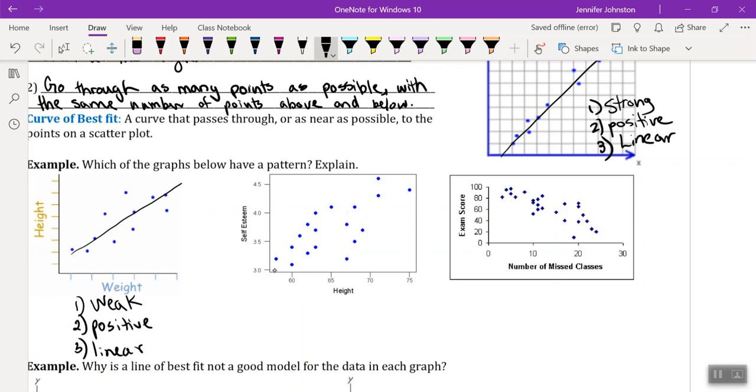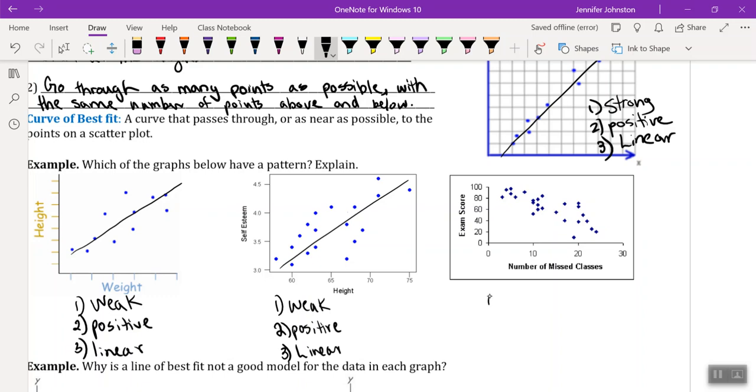For this one, again, you can kind of see the trend in the data is still going upwards, right? It's not so much a curve that's happening. It's still kind of going upwards. But again, this will be all the same as the last one. It's still pretty weak, it's still positive, and it's still linear.